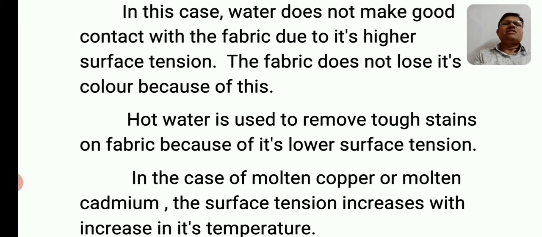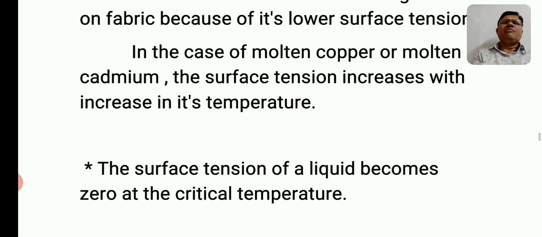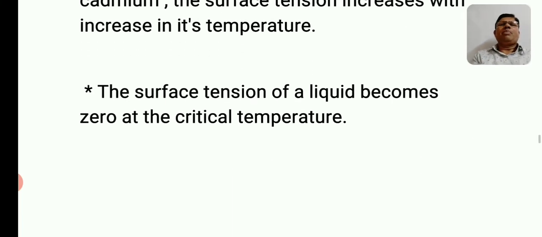In the case of molten copper or molten cadmium, the surface tension increases with increase in temperature. So we also know about the critical temperature. Critical temperature means the maximum temperature at which the surface tension of a liquid becomes zero. Such a temperature is called the critical temperature.